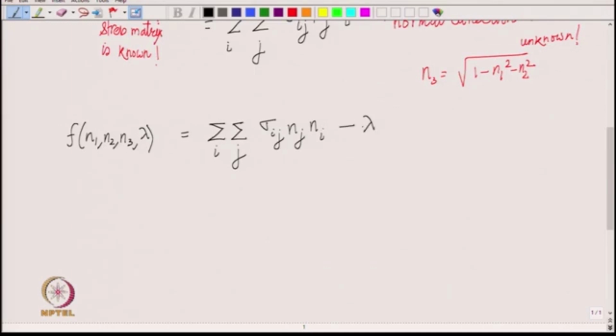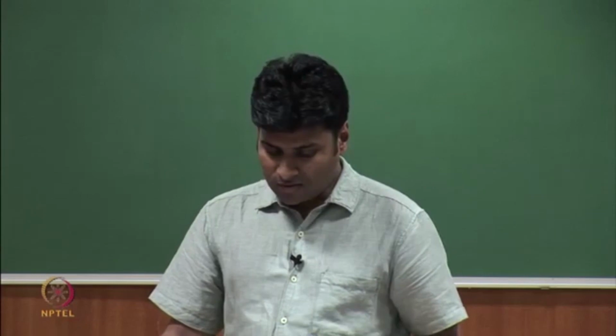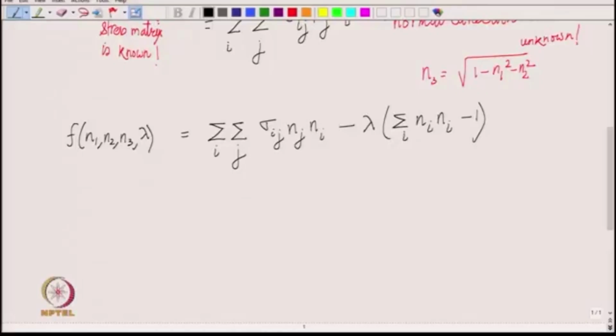minus lambda times summation over i j, whatever you want, n i minus 1. Okay. So, that is the function to be minimized. The second term here, lambda times summation over n i, that is the magnitude of the normal vector, which has to be equal to 1, right. And this minus sign in front of lambda, you could also have it positive, it does not matter. Okay. So, this is the function which we have to minimize or maximize.